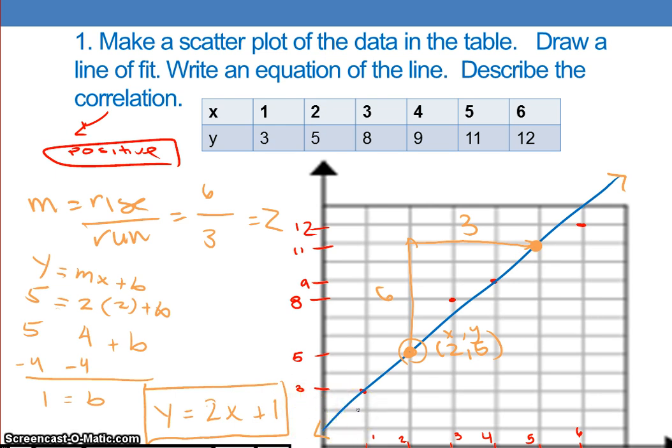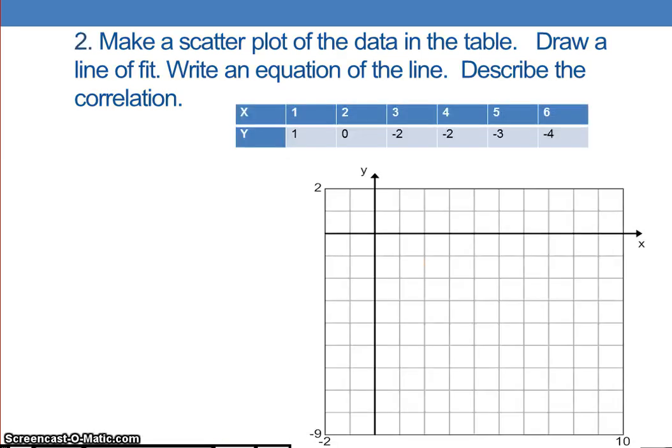I think we did well, Miss Hygra. How about we go on to number 2? Excellent choice. Okay, so you go ahead and read the directions and I'll start plotting. Well, it says make a scatter plot of the data in the table. Sounds familiar, Miss Hygra. Then it says draw a line of fit. So not best fit, but a good fitting line. Then it says write an equation of the line, describe the correlation.